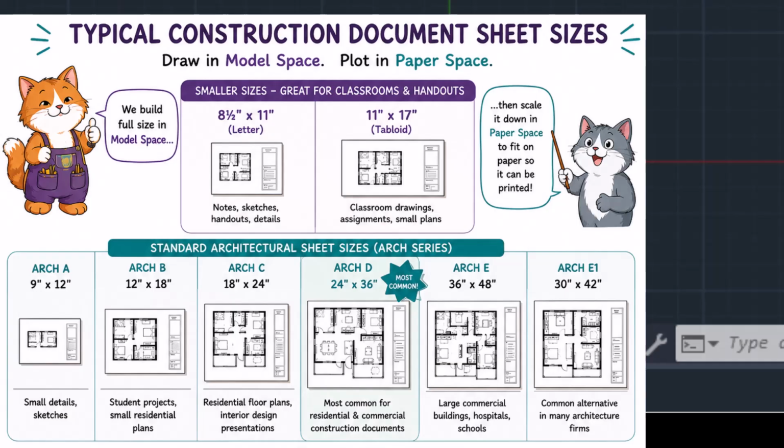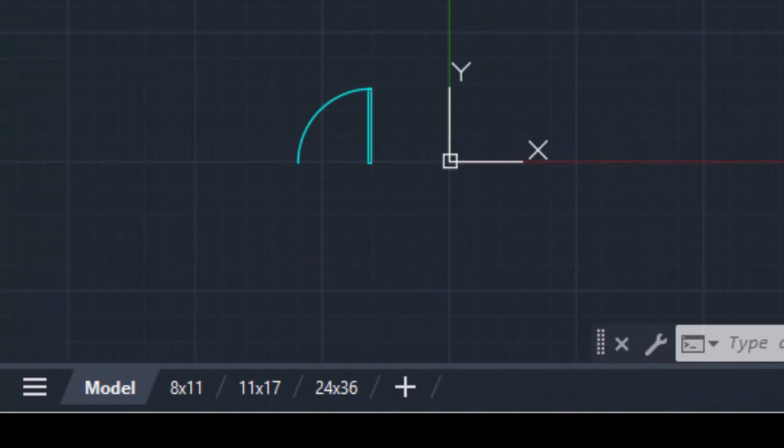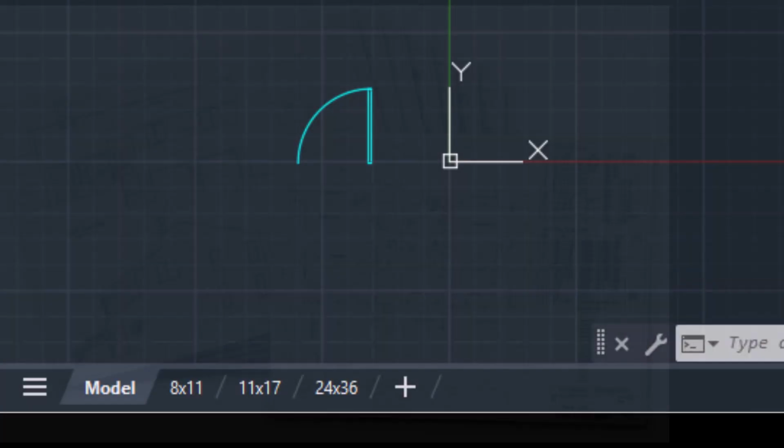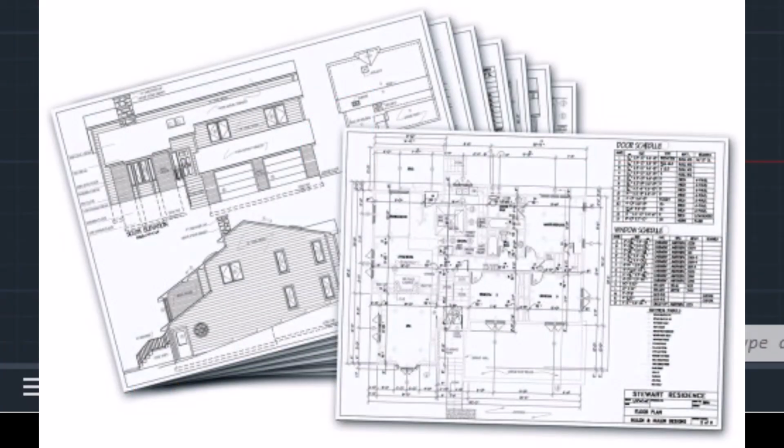Now, the architectural firm that I worked for way back in the day liked to use 30 by 42 sheets. Smaller projects like residential projects can typically use 24 by 36 inch sheets. Anything 18 by 24 and smaller is usually used for things like addendums, which is a fancy term for saying we need to add some drawings to an already completed and signed construction document set. And just in case you don't know, a construction document set is a detailed set of drawings that tells contractors exactly what to build and how everything fits together. So it's kind of like an instruction manual on how to build a building.